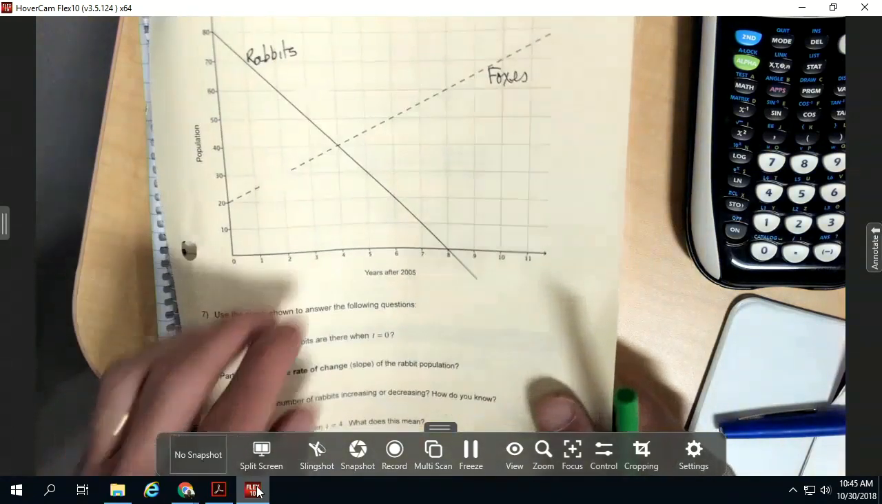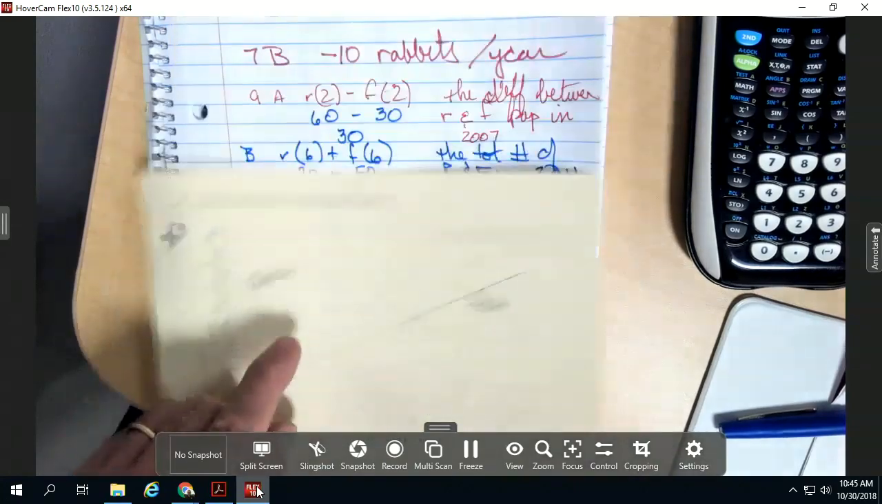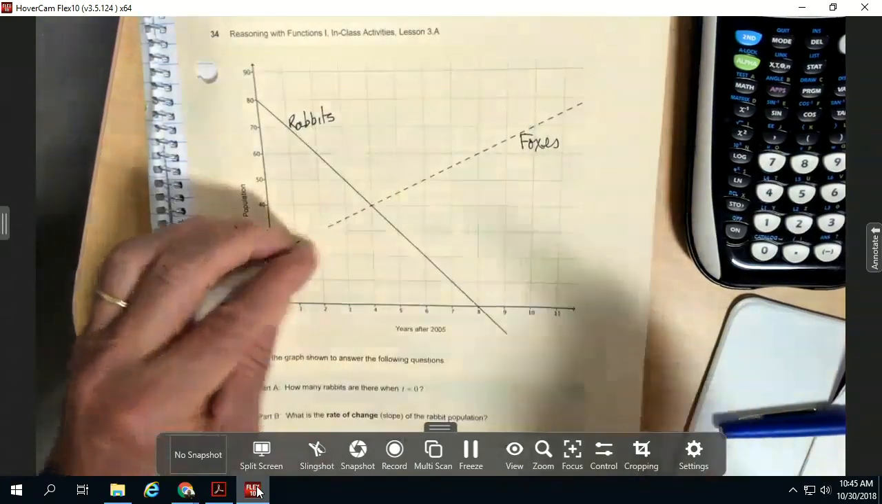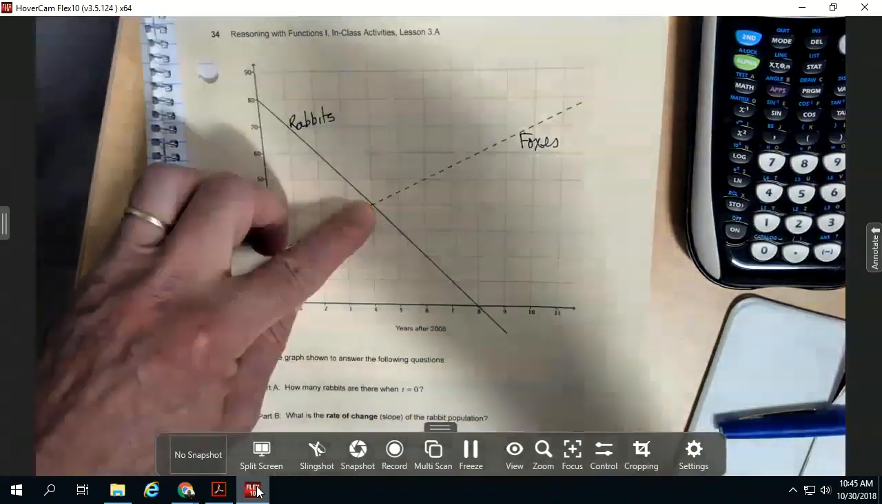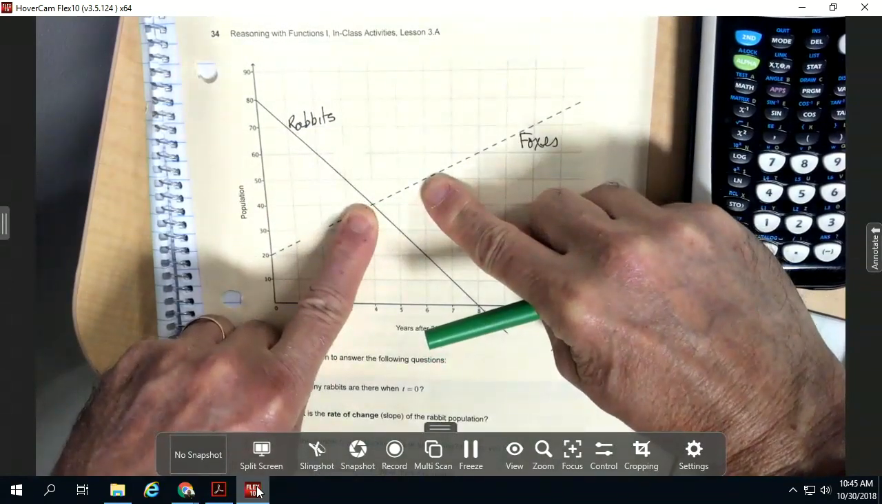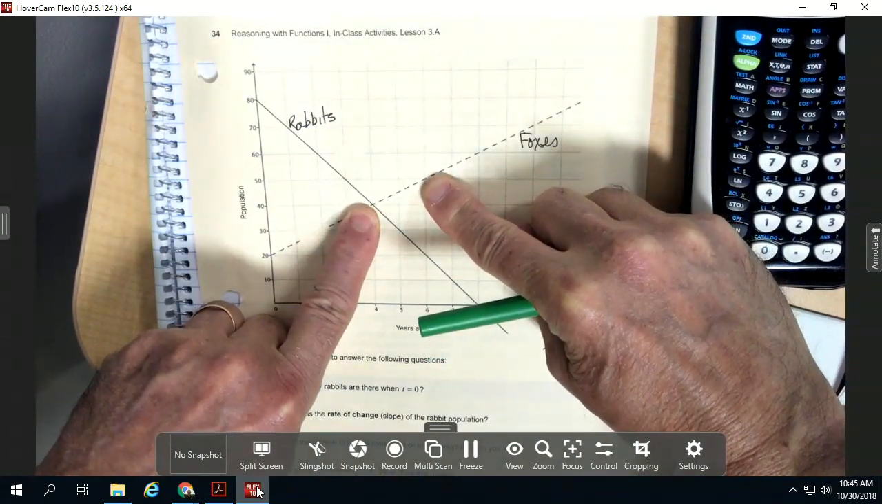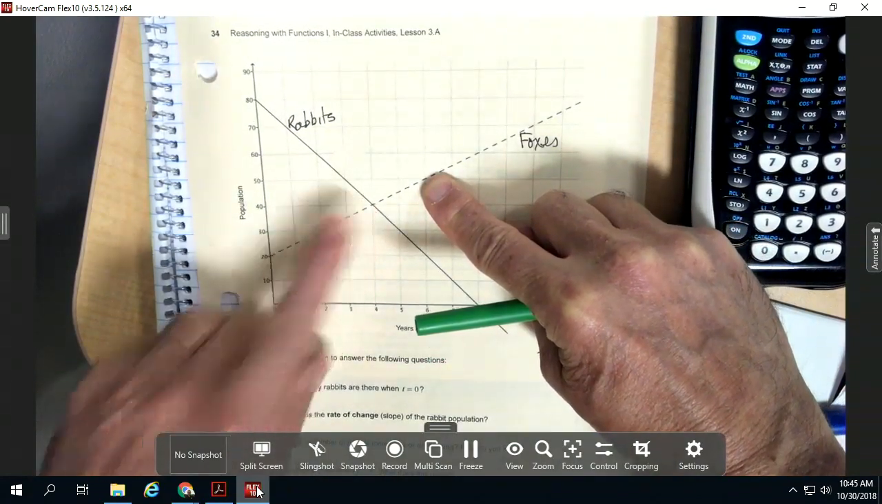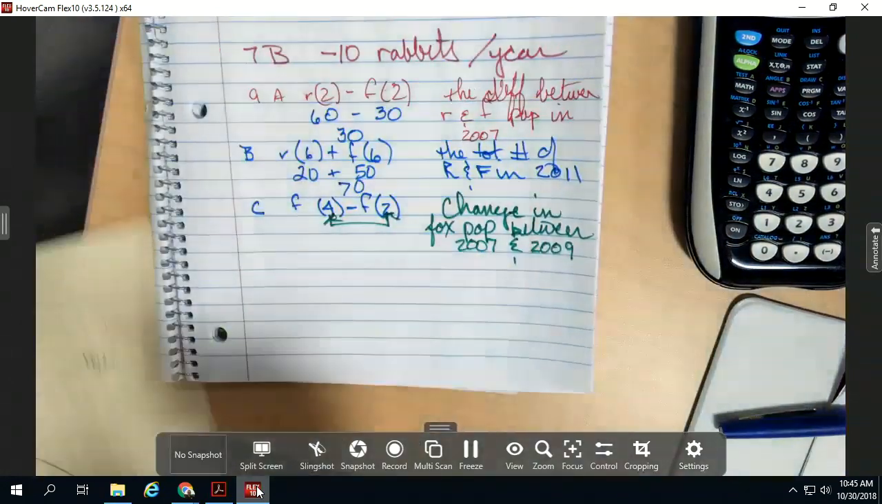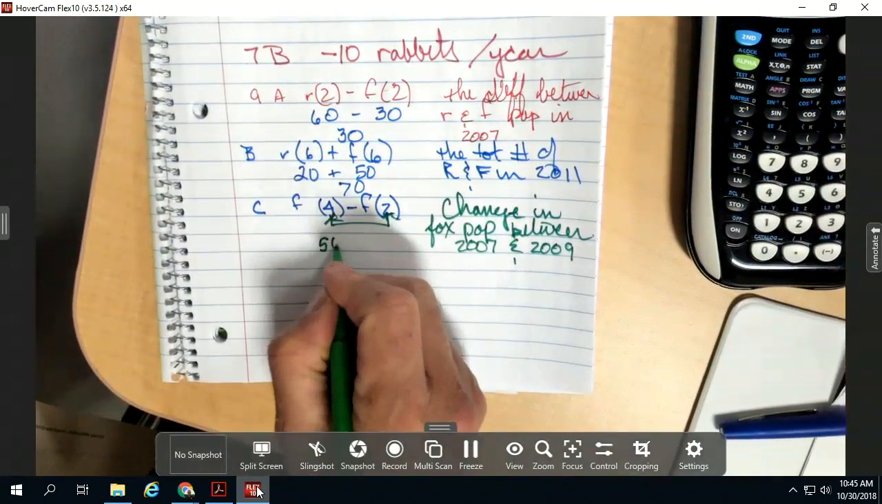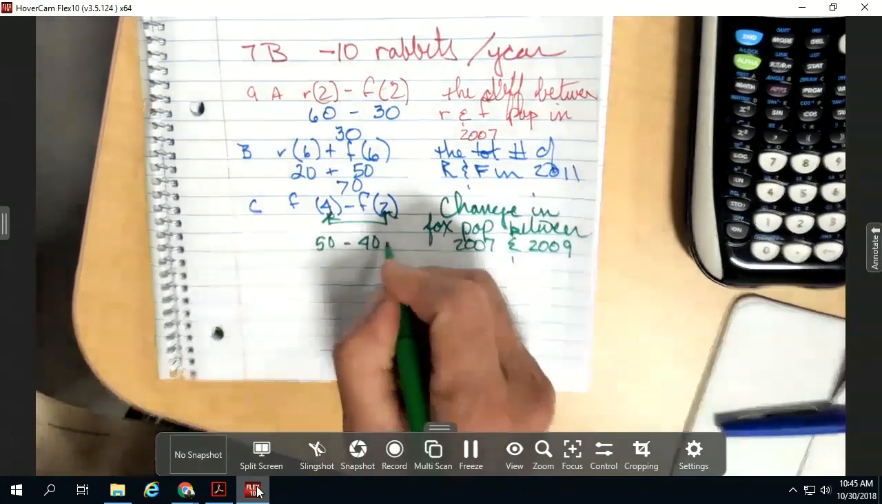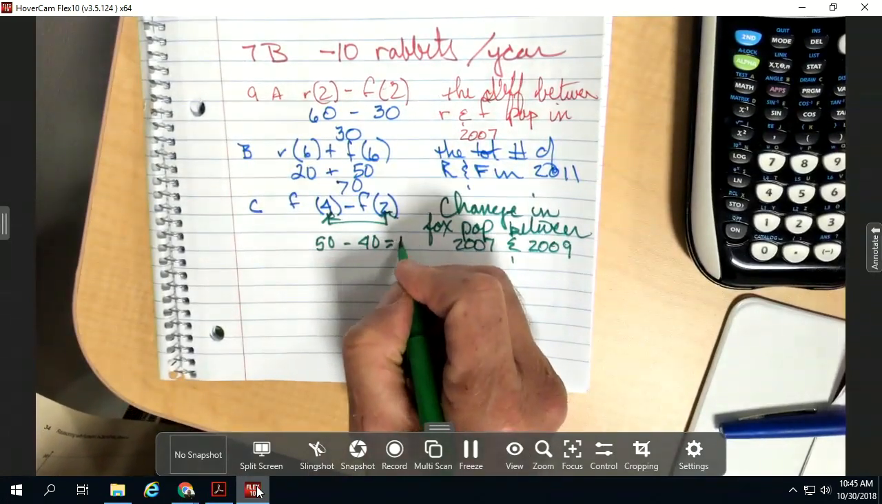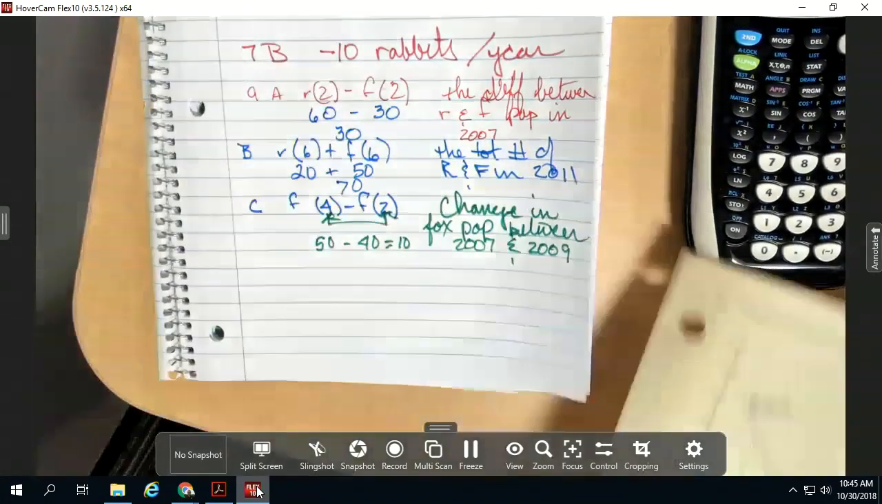What is the change in fox population between those 2 years? Year 4 and year 6. How much did it increase? 50 minus 40 is 10, correct?